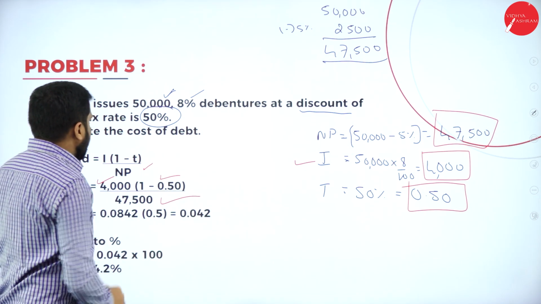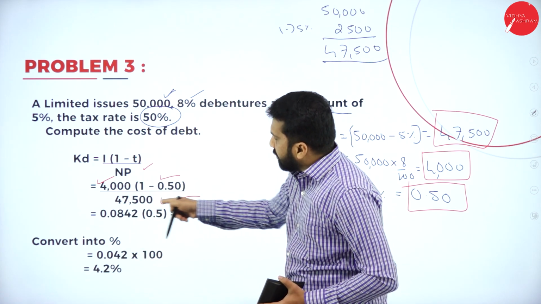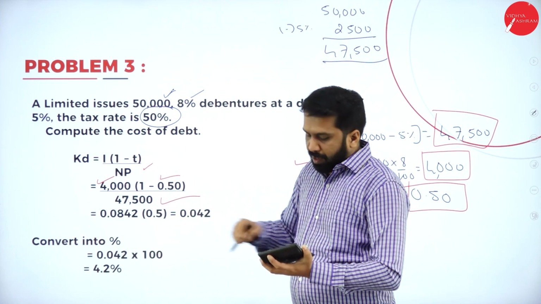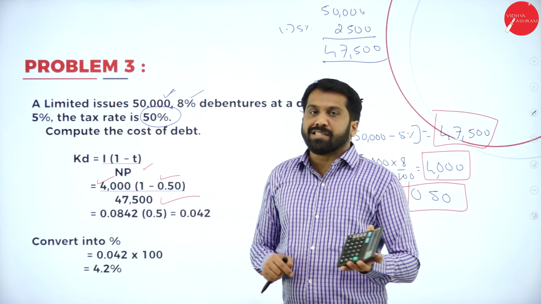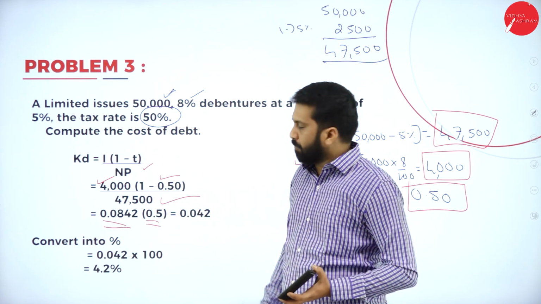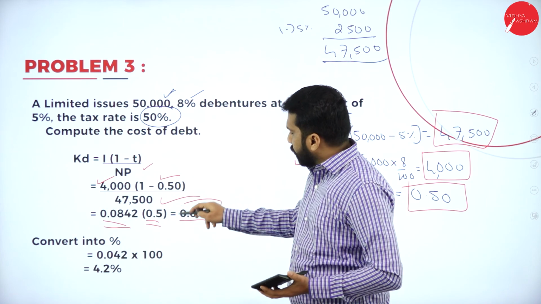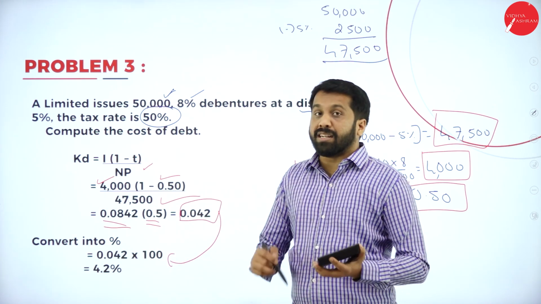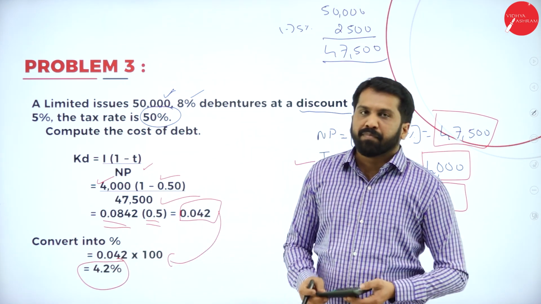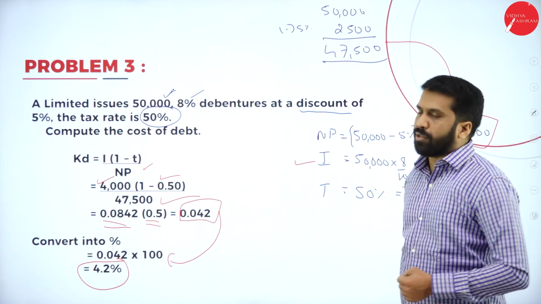Now, 4,000 divided by, how to calculate? Remember, this divided by this. Whatever is in the bracket is done first. 4,000 divided by 47,500, you got 0.08. Then 1 minus 0.50 is 0.50. Multiply both, 0.08 into 0.50, you will get 0.042. How to convert to percentage? Simple. Multiply with 100. You got 4.2% as your answer. Remember all this; these are the calculations you are supposed to do.